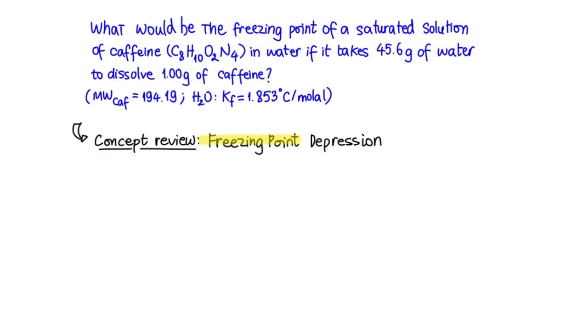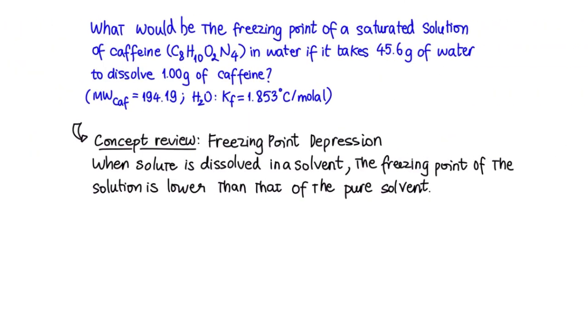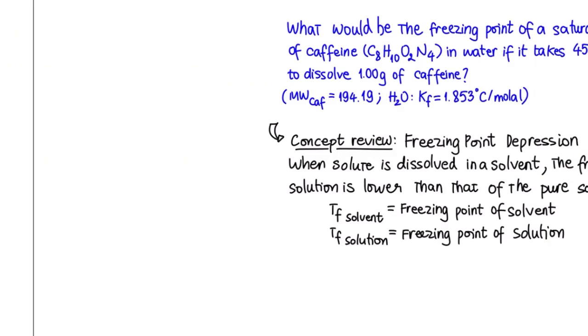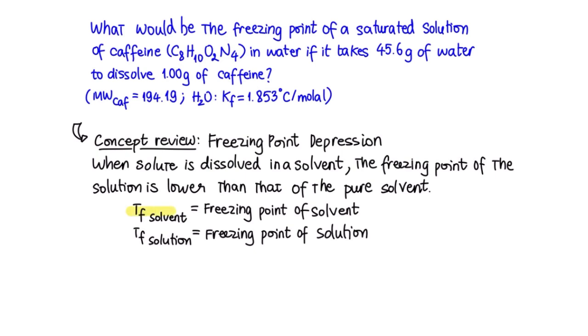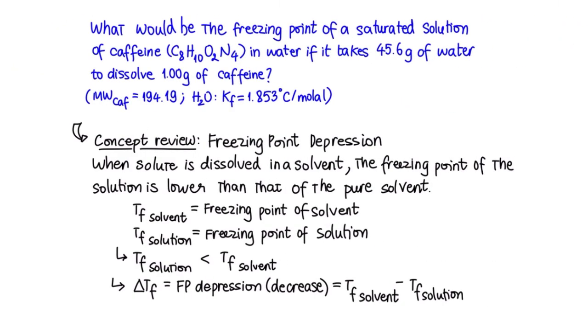First, let's review the concept of freezing point depression. Freezing point depression is the phenomenon where, when you dissolve a solute in a solvent to create a solution, the freezing point of the solution is lower than that of the pure solvent. If you have TF solvent as the freezing point of the solvent and TF solution as the freezing point of the solution, then you'll always have TF solution smaller than TF solvent. You also have something called delta TF, or the freezing point depression, and that is simply the difference in freezing point of the solvent and the solution.